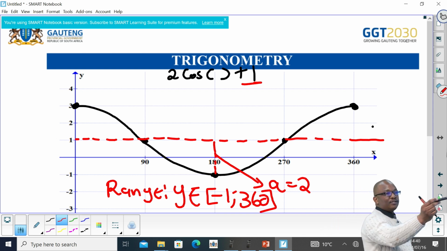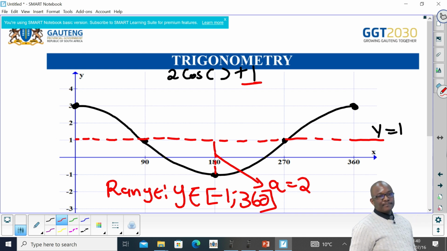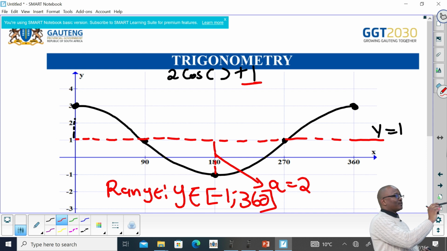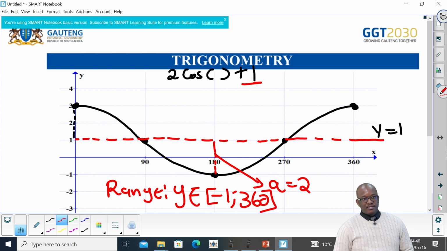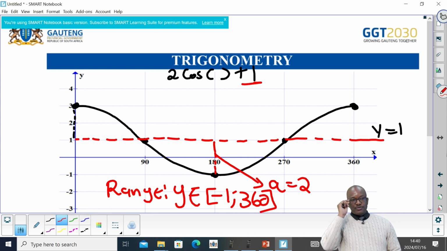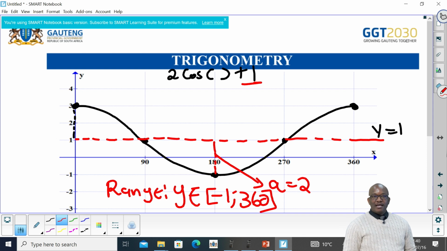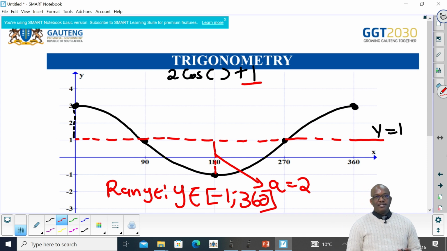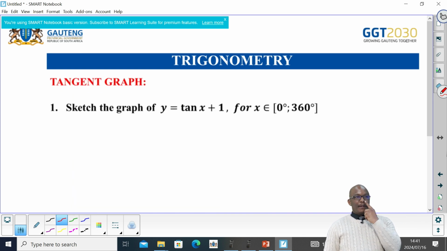Remember, our midline there is 1. Correct? Or the amplitude, you can read from there, which is 2 units. So that's basically how we are going to sketch our graph, having the effect of A and Q. Are we clear? Okay.